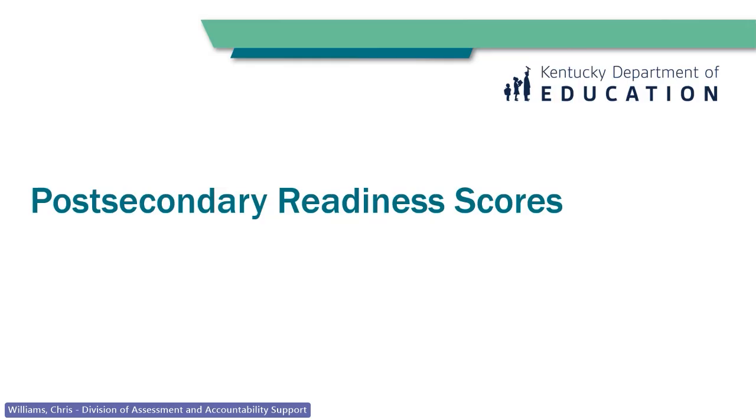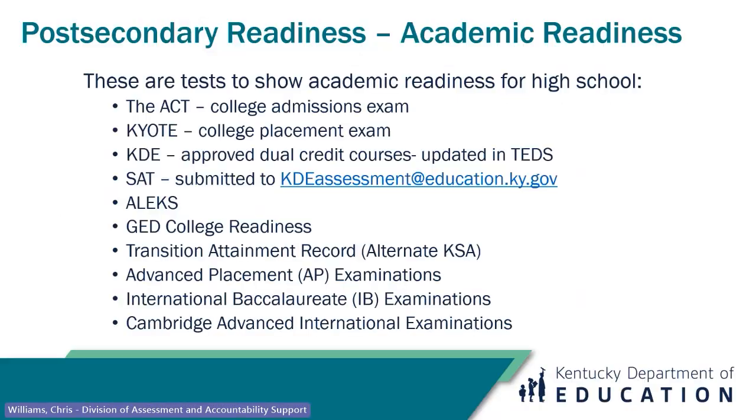Now let's talk about the next part of this section that's important too, your post-secondary readiness scores, because not only do we have a cohort that's open at this time, but we also have post-secondary readiness scores, and that's another important piece for our high schools to take a look at. So all of the academic readiness for post-secondary readiness is updated in SDRR, except the KDE approved dual credit courses that are in TEDS.